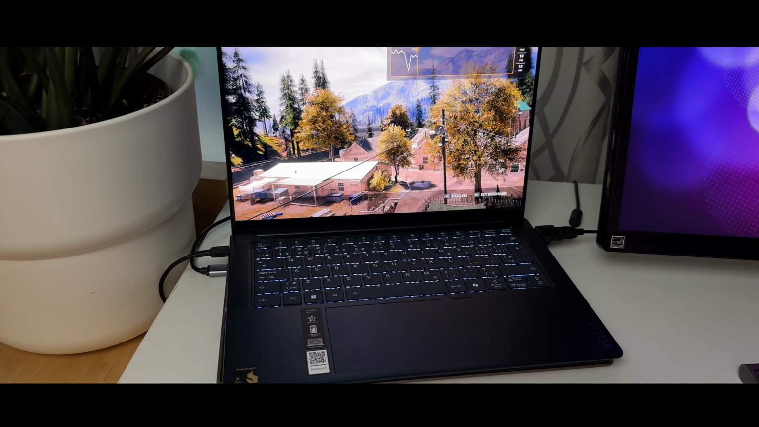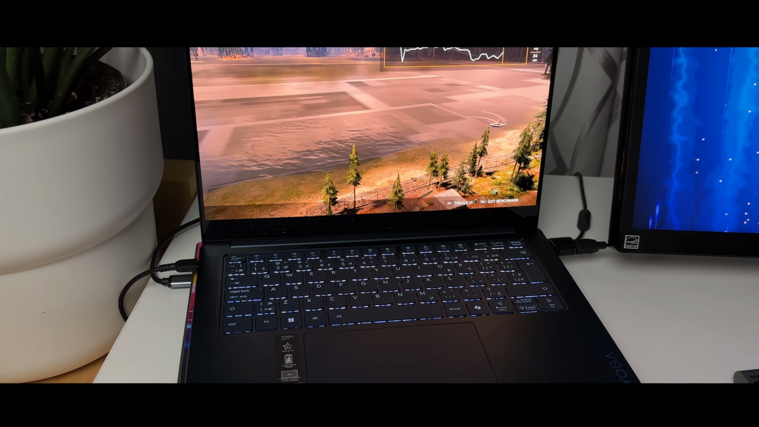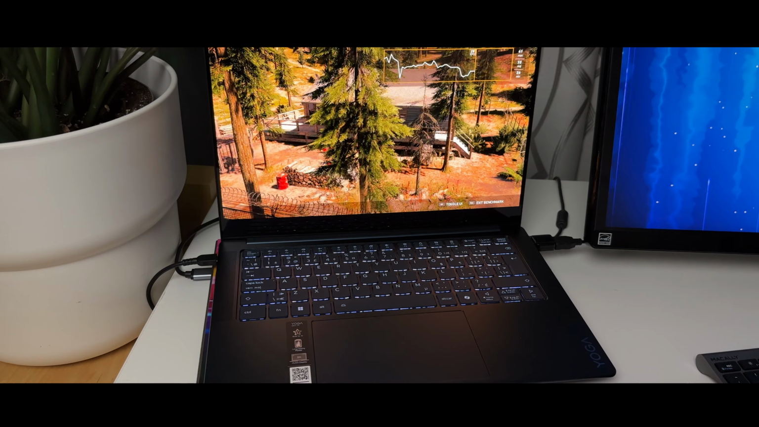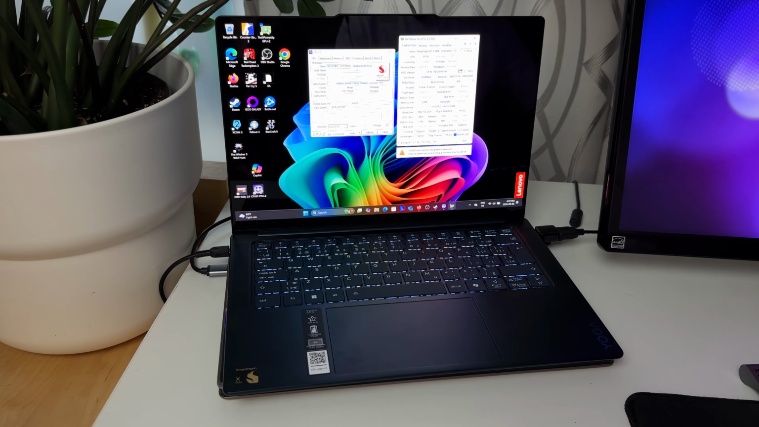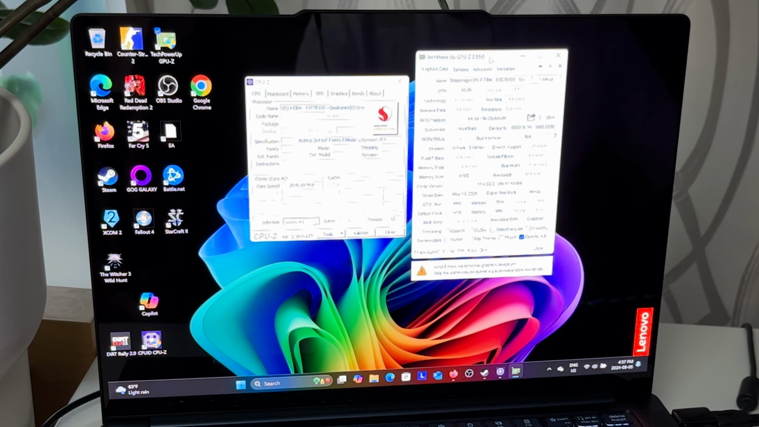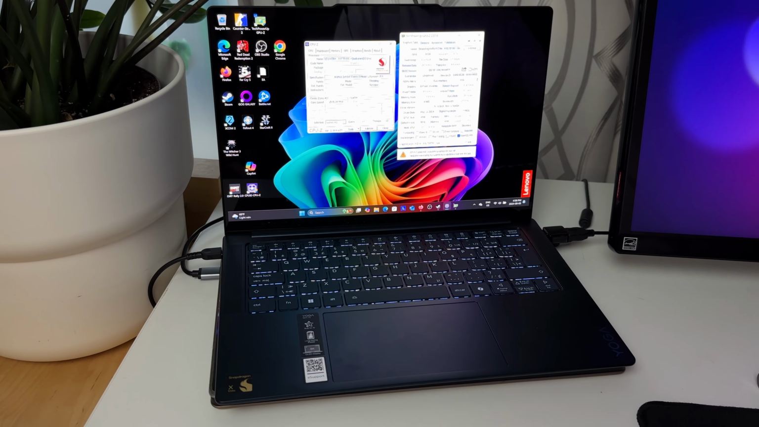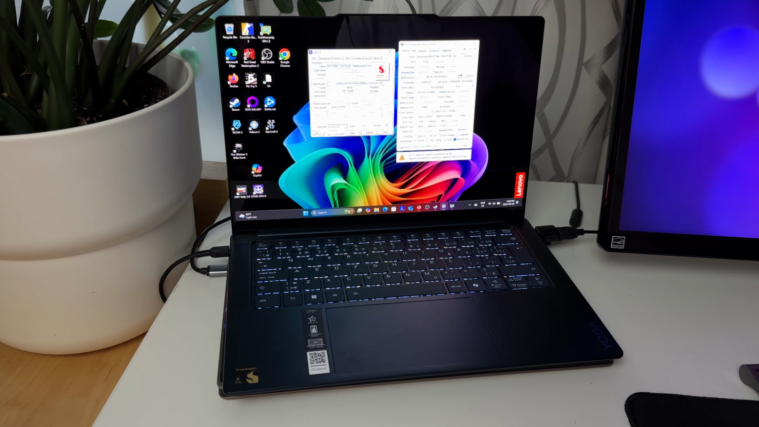17 FPS, 20. Look how many artifacts on the water. 44, 45. There is not a lot of information which you can gather from usual diagnostic tools which we used for decades with Windows systems. They don't know about the chipset yet. They have some information, but the chipset itself, CPU itself, and GPU are not detected properly.